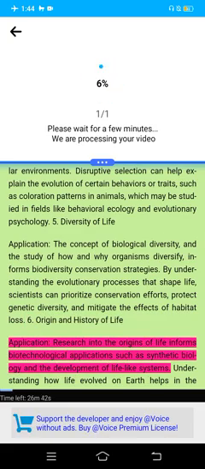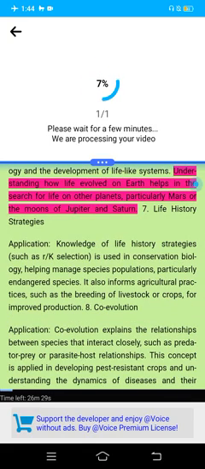6. Origin and history of life. Application. Research into the origins of life informs biotechnological applications such as synthetic biology and the development of life-like systems. Understanding how life evolved on Earth helps in the search for life on other planets, particularly Mars or the moons of Jupiter and Saturn.